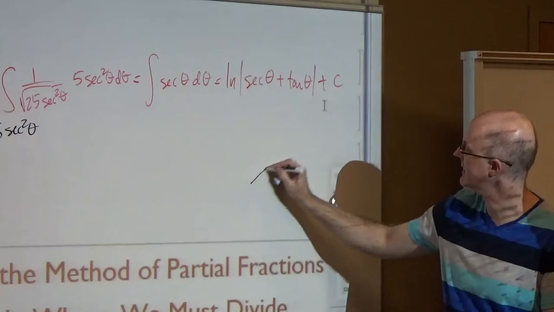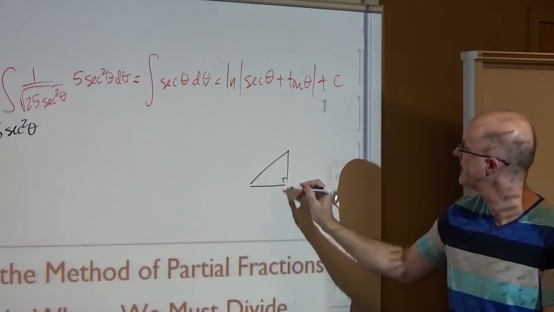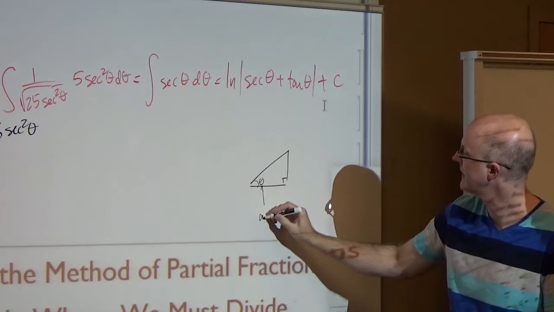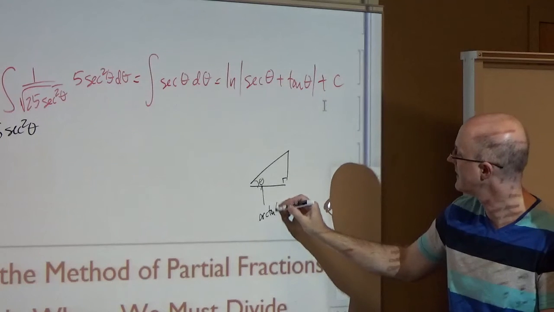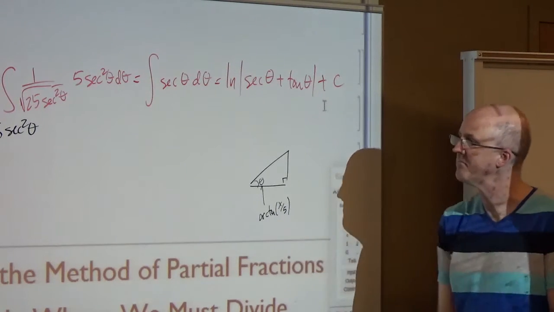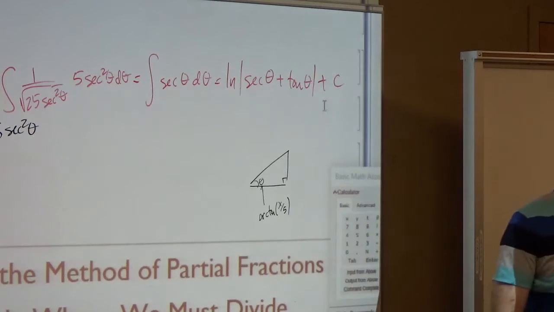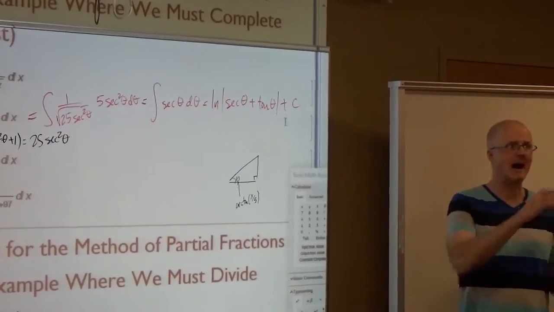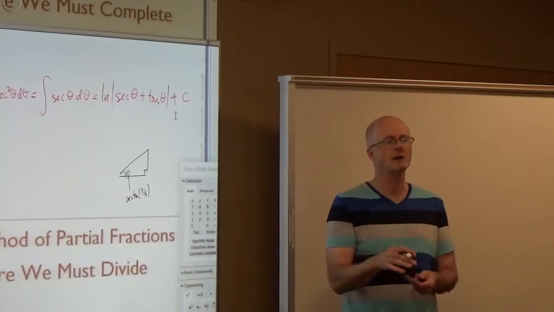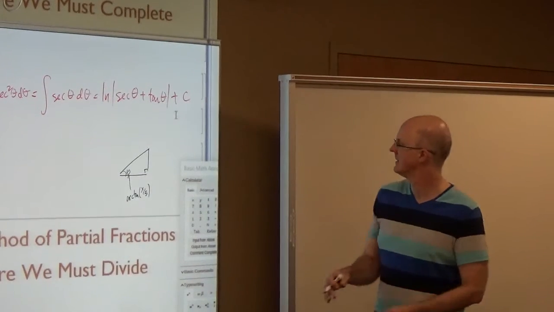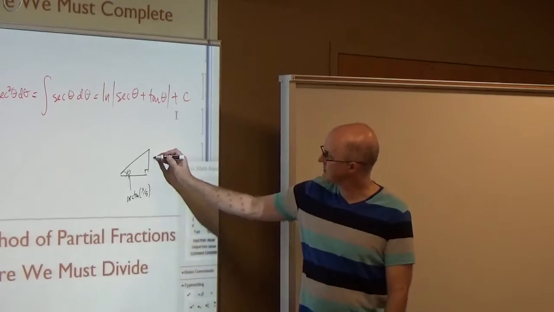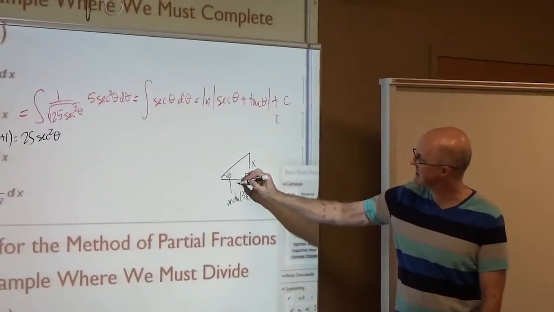Draw a right triangle again. Label this angle theta, where theta is arctangent of x over 5. Then use your knowledge about trigonometry of right triangles. Tangent is opposite over adjacent, TOA, from SOHCAHTOA. So since the tangent of this angle is x over 5, we might as well take the opposite side to be x and the adjacent side to be 5.